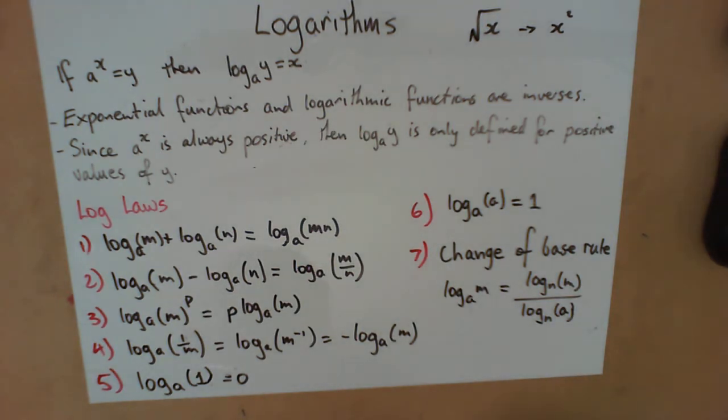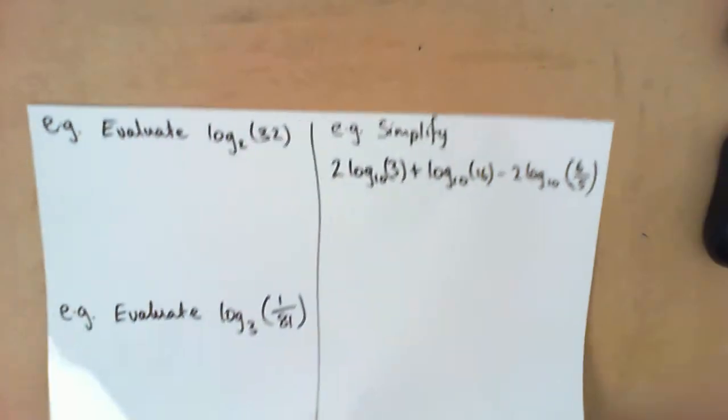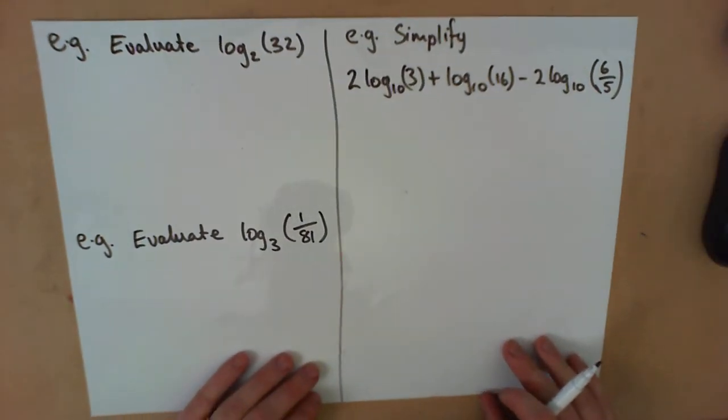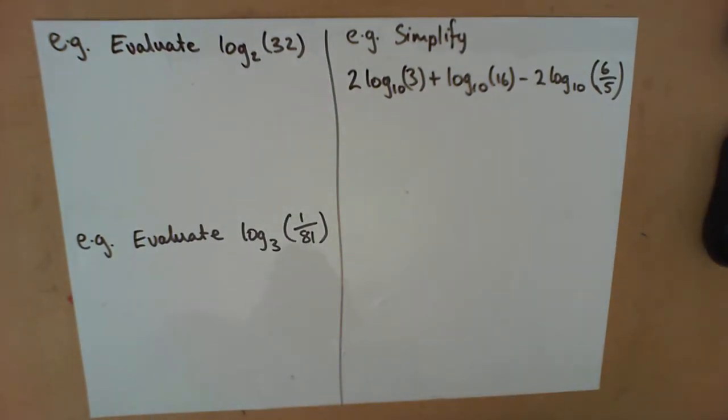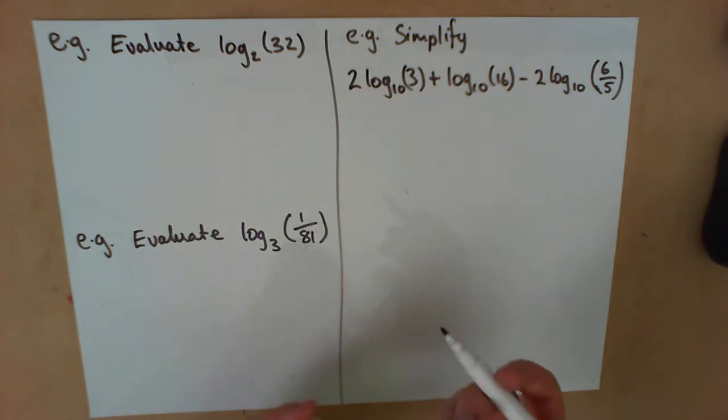Okay, so a really useful one to know. We've got some examples of the types of things that we do with logs. First of all, we're going to have a look at evaluating a couple here. We've got log to the base 2 of 32. Oh, I know what the value is there.